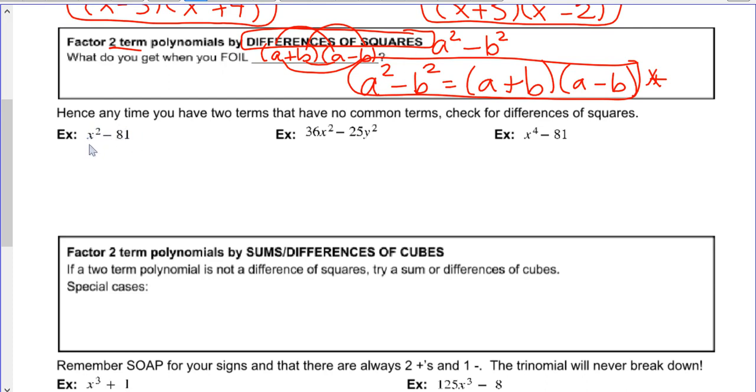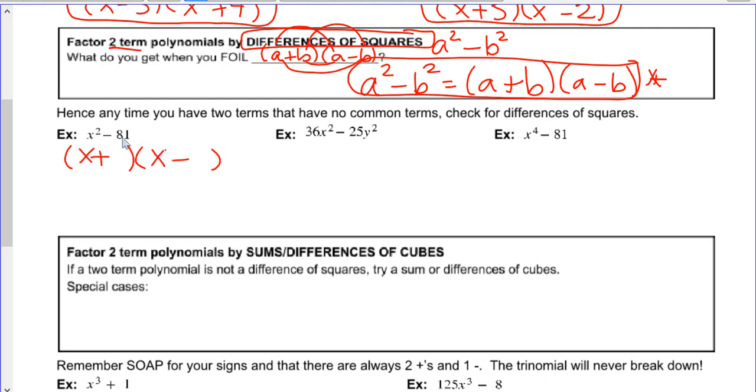What do I square to get an x squared? Well, it is x, because x times x is x squared. What do I square to get an 81? It is 9 times 9. So 9 is the perfect square there. So I'm going to factor this into two binomials. One's a plus, the other's a minus. I'm going to split this x squared evenly as an x and an x in the front.